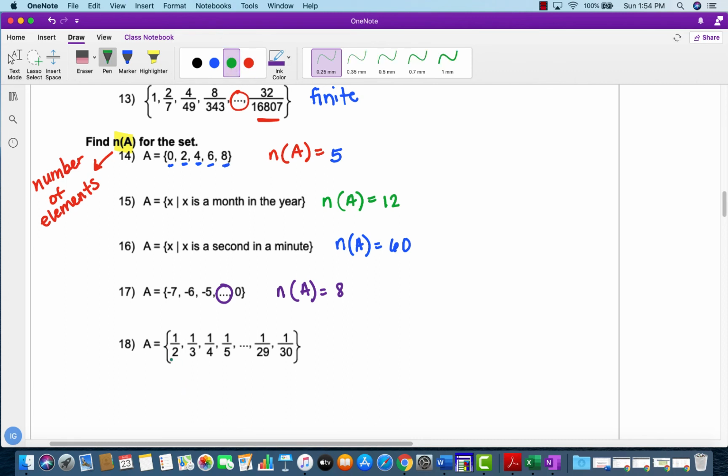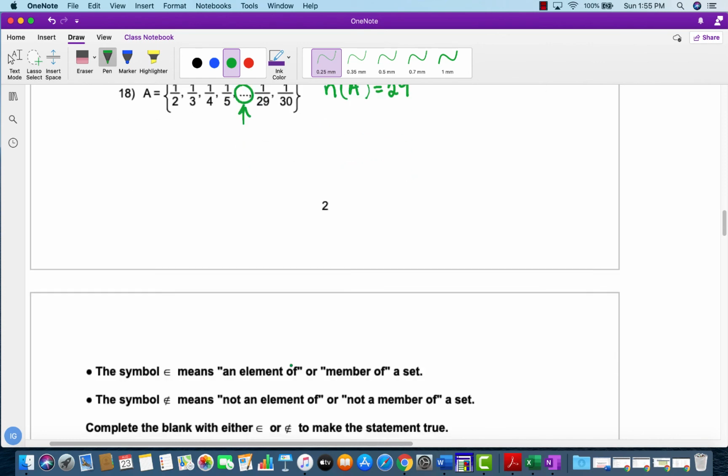The last one, we have fractions. It looks like the denominator is increasing by 1 because the numerator is only 1. Then we have ... that means we have some fractions in between. We have 2, 3, 4, 5, and it goes all the way to 30. But notice you don't have 1. So the number of elements in this case is going to be 29, because you only have 29 fractions in this set. Alright, so let's move on with some more terms.